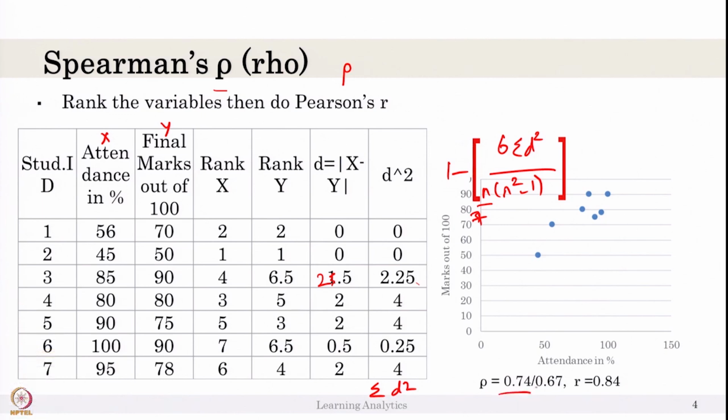The rho is 0.74. This is not correct because I used 1.5 instead of 2.5. If you compute this value correctly, 2.5 squared, and you sum it up and compute it in this particular formula, you might get a different value. If you use the difference in ranks and compute Spearman's rho using this particular formula, you will get this result.